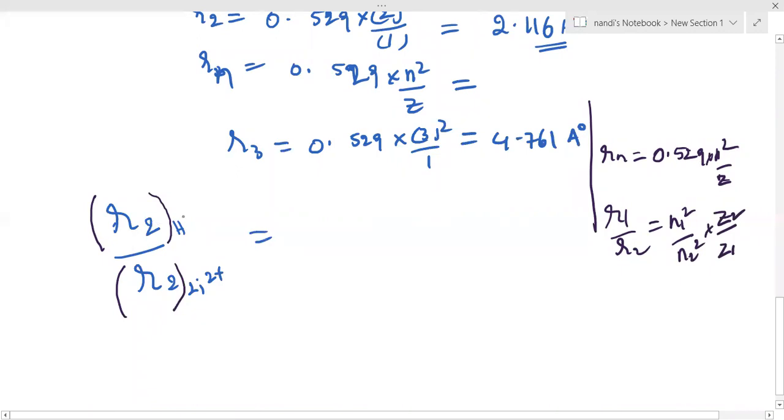Here I am taking the second shell. For the hydrogen atom and for lithium, the n values are 2 and 2. You can substitute, or otherwise calculate the R2 values separately and substitute. It doesn't matter. Both are the second shell, so n is also constant. Only Z is the variable. So you should get 3 by 1 as the answer, sir.